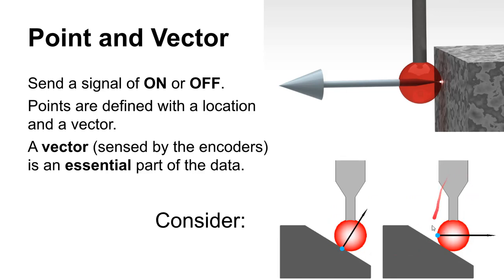Okay, let's say that we're trying to probe this angled surface, and we travel in this direction, and all of a sudden we trip the probe. Well, the point that we would want would be this one. It would be at the point of contact.